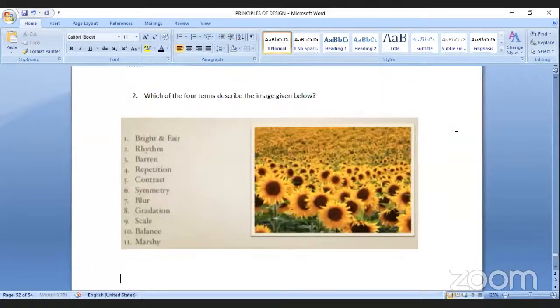Next. Again, same question. Four terms you have to describe. First is bright and fair.